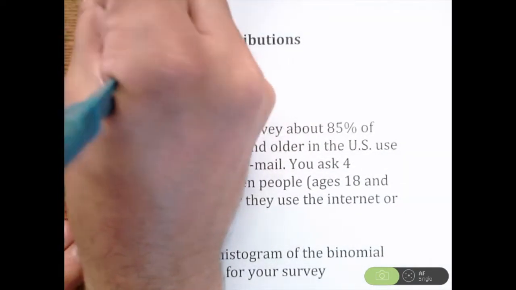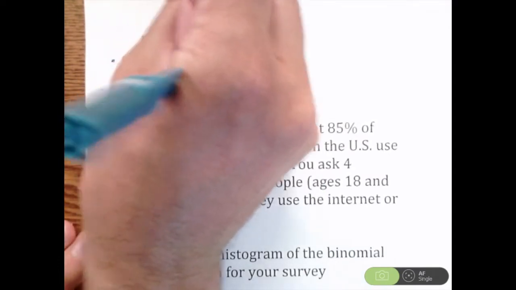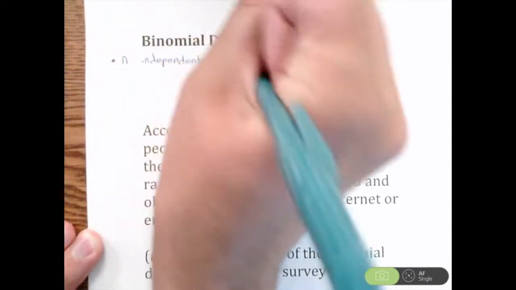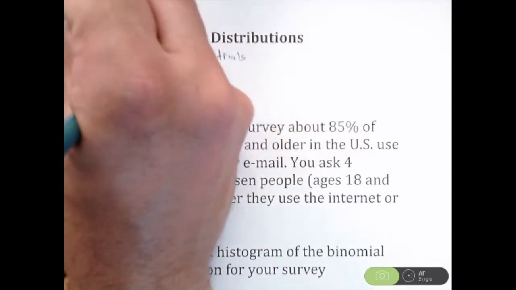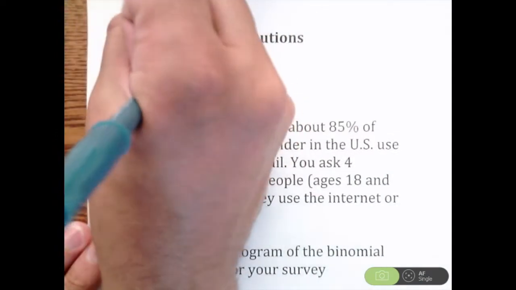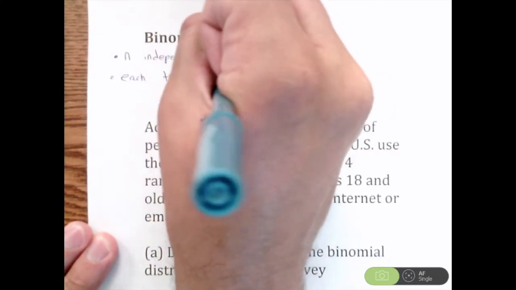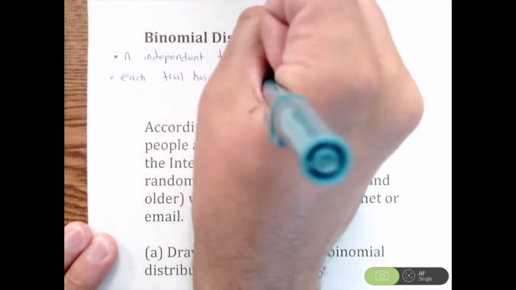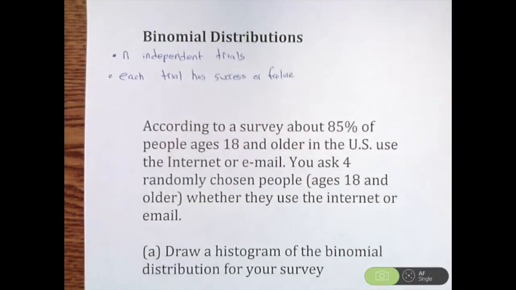We need n independent trials. That's one of the important pieces. So you have some amount of trials you want to do, and they need to be independent. The other thing you need is that each trial has either success or failure, and we'll talk about what that means in our example.